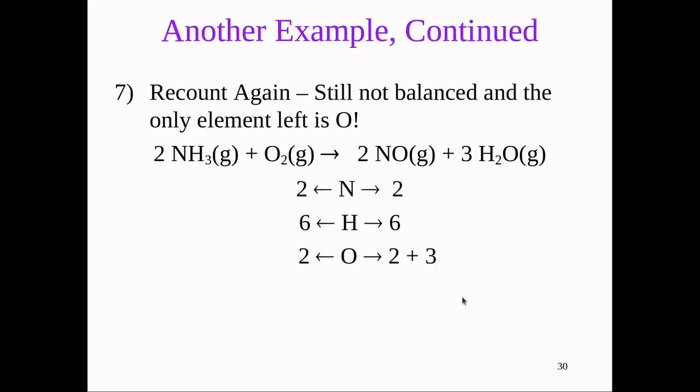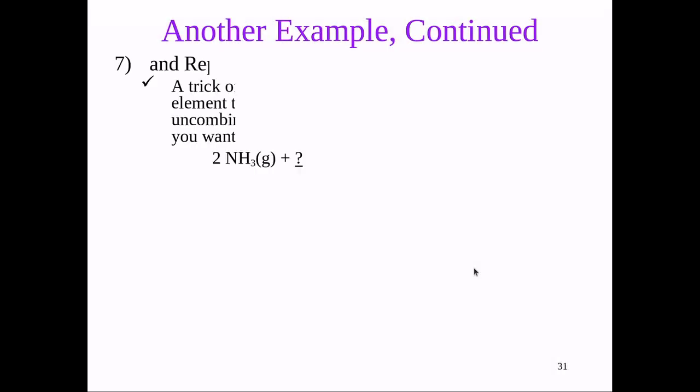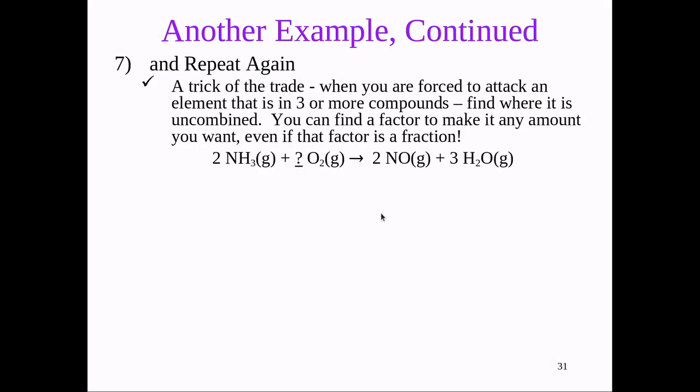Once we do that math out, we have the N balanced, we have the H balanced, but we have 5 oxygens over here, 2 oxygens over here. And we still have our little ace in the hole right here of this oxygen. Now, we do have a problem in that there's no simple number that I can multiply 2 by that's going to give me 5. But you don't actually have to let that sway you, okay?